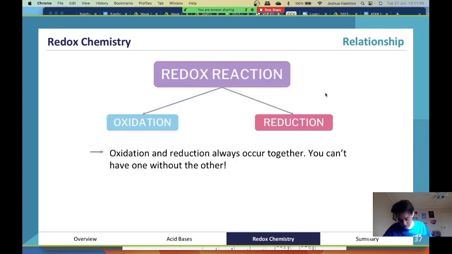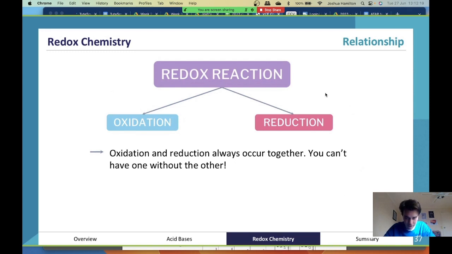So the other cool thing about our redox reactions is that one does not happen without the other. That's really, really important. You cannot have reduction without oxidation, and you cannot have oxidation without reduction. And I want to continue to stress that. Reduction does not occur without oxidation. Oxidation does not occur without reduction. Reduction and oxidation will always occur together. You cannot have one without the other.